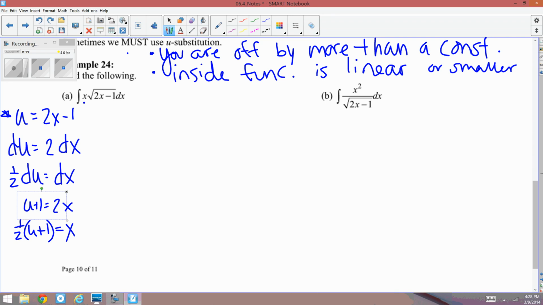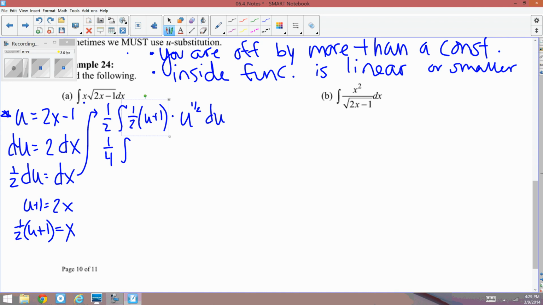All right, so that 1/2 from the du, I'm going to pull that out front. 1/2 integral. So I have, instead of writing x, I'm going to write 1/2 times u plus 1. Okay. Instead of writing square root of that, I'm going to write u to the 1/2 du. So I'm going to pull that 1/4 to the front. Oh, I can combine these now using the distributive property. That's just u to the 1. So that's u to the 3/2 plus u to the 1/2.